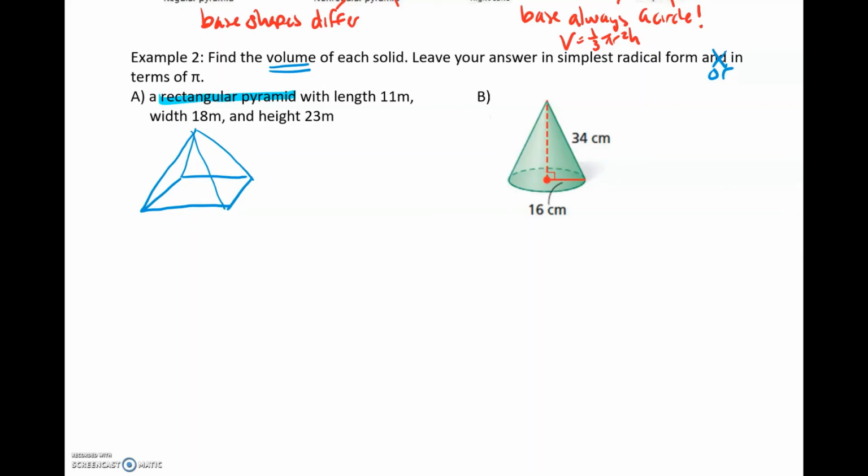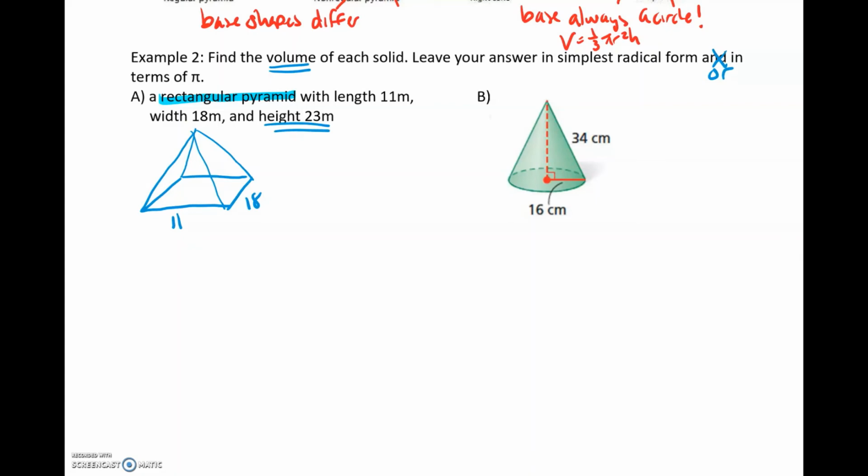So we want to make sure it's a pyramid, not a prism, because I make that mistake sometimes too. If I go too fast, I'm like, okay, let's draw a prism, but no, wait, it's a pyramid. So the length and the width are parts of the base. So this rectangle has a length of 11, width of 18. It doesn't matter if you flip those two around. And then remember the height.